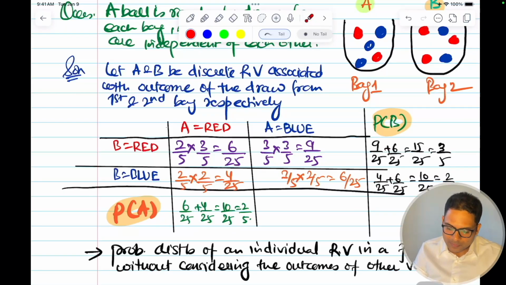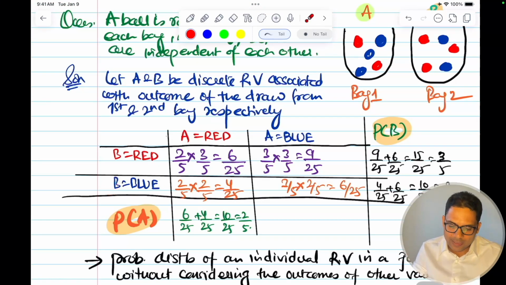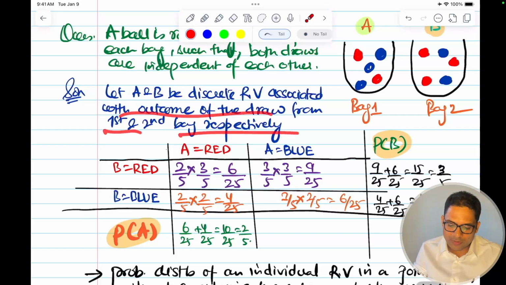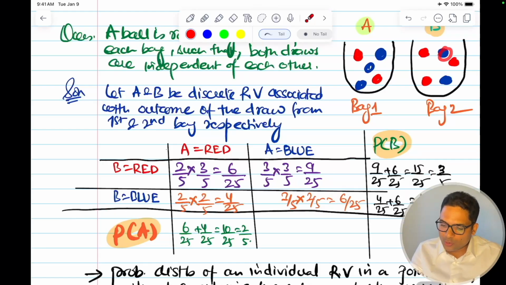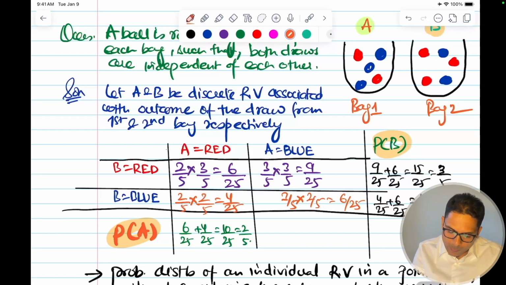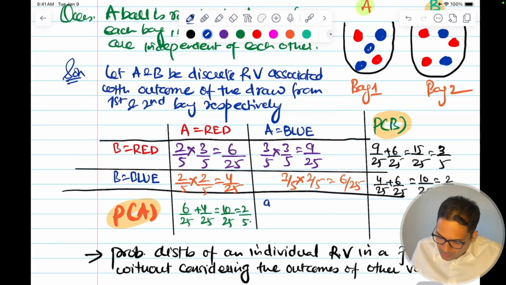What does this mean? The probability of getting a blue ball in the second draw. A and B are for the outcomes of the first and second draw respectively, second bag respectively. So the probability of B in this second case means getting a blue in the second draw. So this is 2 by 5. Similarly, let's write down here also what will be the value here. For example, this will be 9 by 25 from here plus 6 by 25. This is equal to 15 by 25, which is equal to 3 by 5.